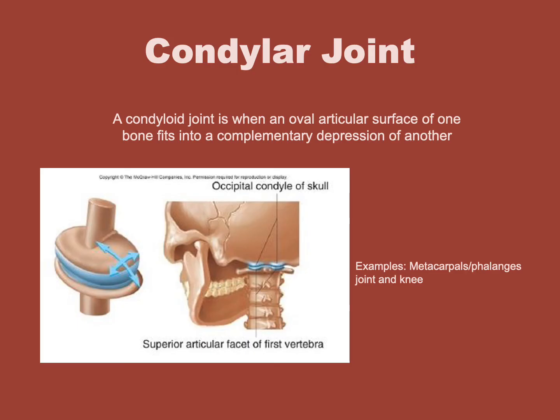The second type of synovial joint would be condylar. A condyloid joint is when an oval articular surface of one bone fits into the complementary depression of another. An example of this would be the metacarpal into phalange joints and your knee.